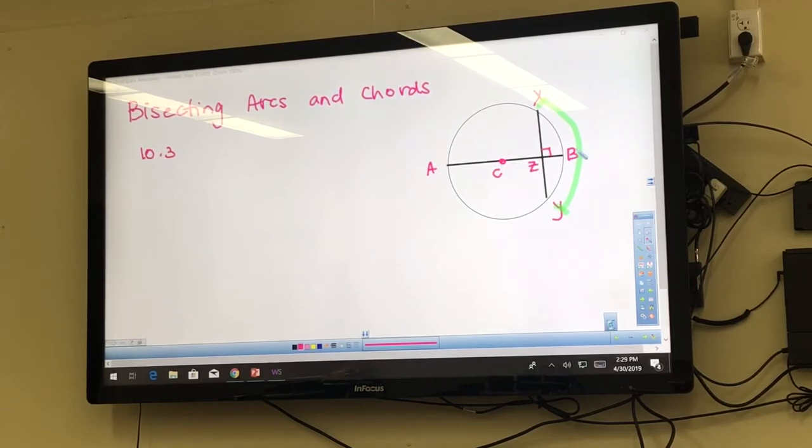Because if this diameter is perpendicular to this chord, then I know that XZ is congruent to ZY. And I also know that arc XB is congruent to arc BY. So let's talk about that one more time. If we have a diameter or a radius, AB or CB, it doesn't have to be the length of the whole diameter, and it's perpendicular to another chord XY, then that diameter bisects the chord and the arc. So if I know that XY is 30, then XZ is 15. If I know that XB is 20, then the whole thing would be 40. And BY would be 20 as well.